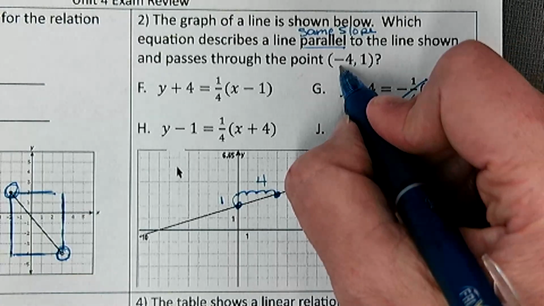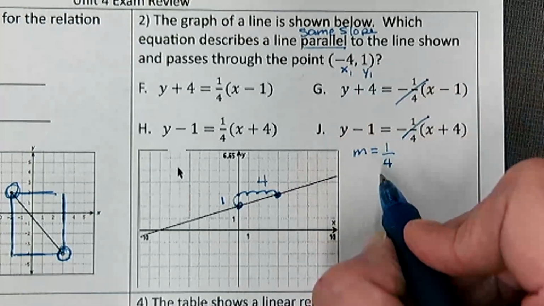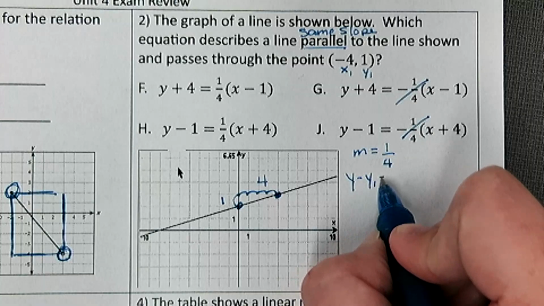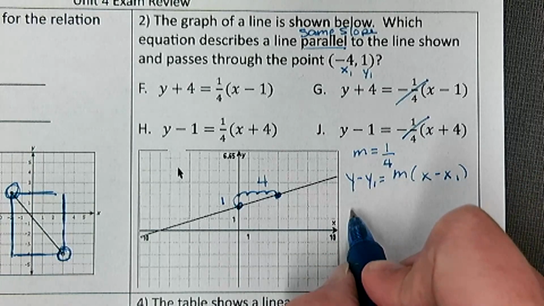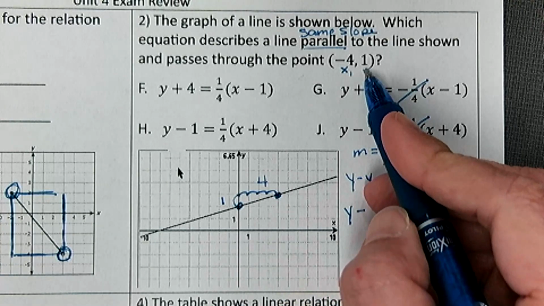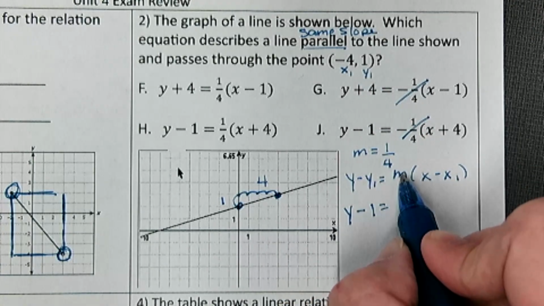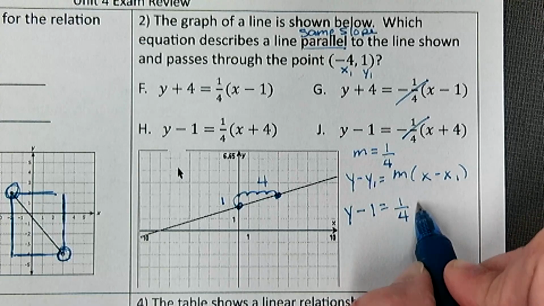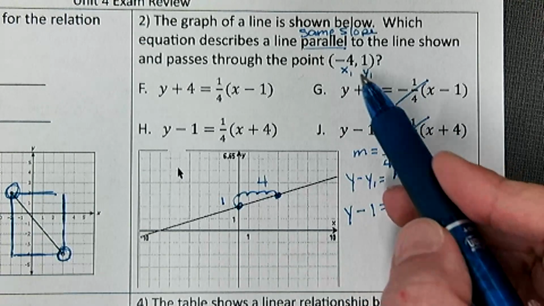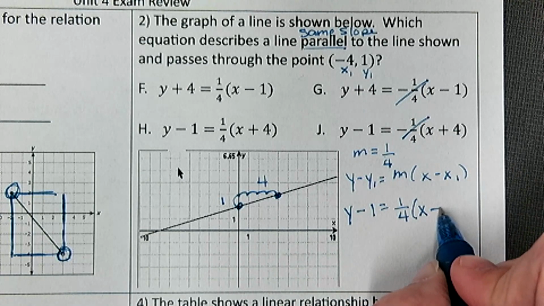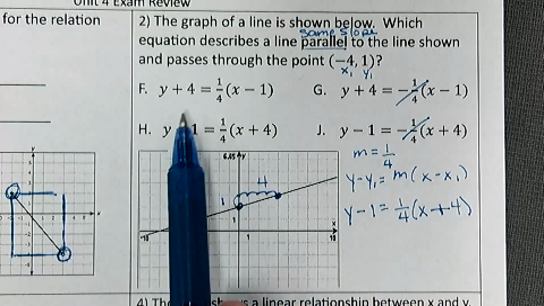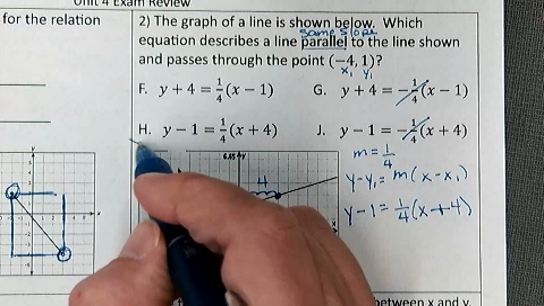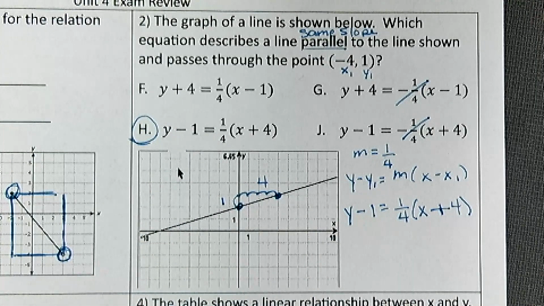Now I have a point, I have an x1, y1, so I need to use point slope form to set this up. So y minus my y1, which is 1, equals my slope, 1/4, parentheses x minus, and when I do minus a negative, it becomes a positive. So I need to look at these very carefully. We're going to go with H.